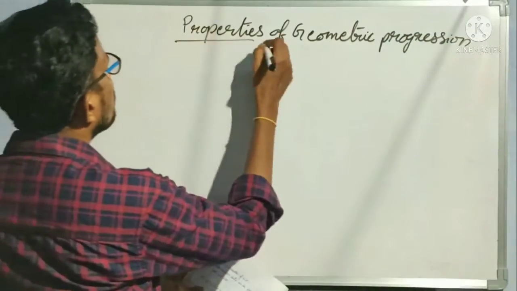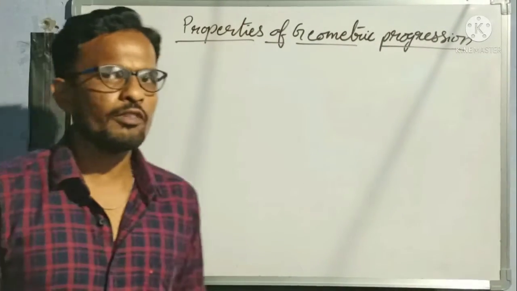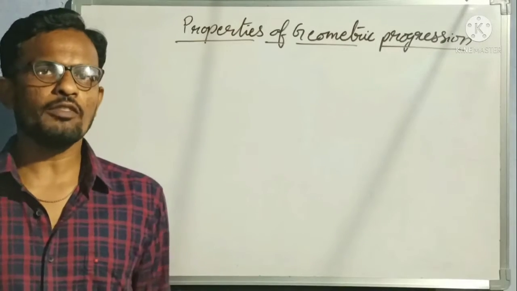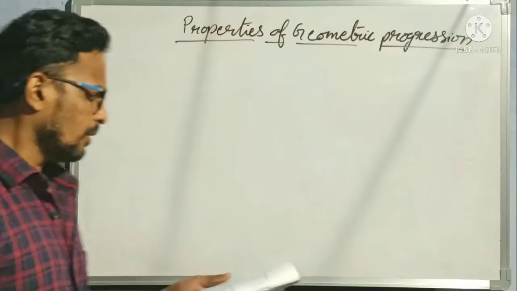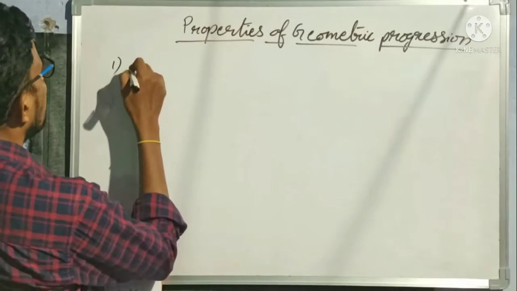Okay, so today in our class we discuss the properties of geometric progression. So what is the first property? First property is that the common ratio may be either positive or negative but not zero.